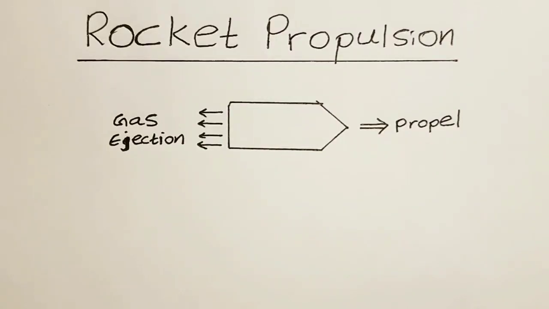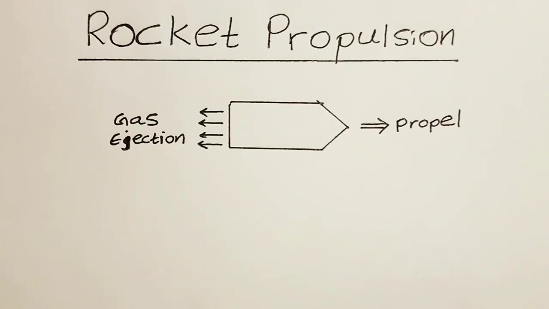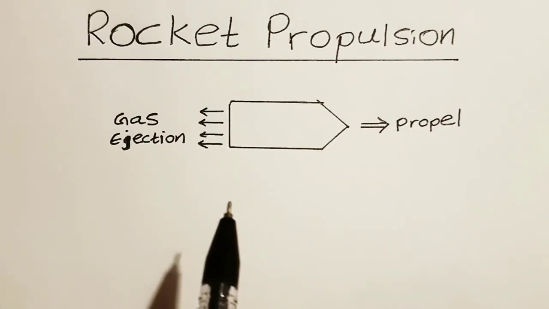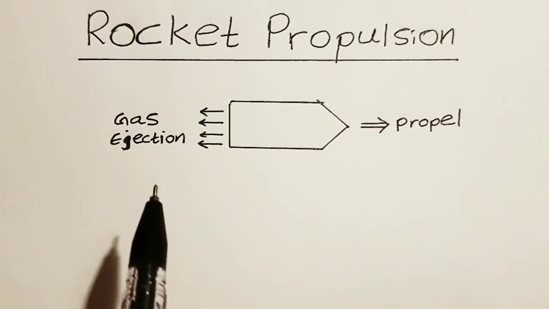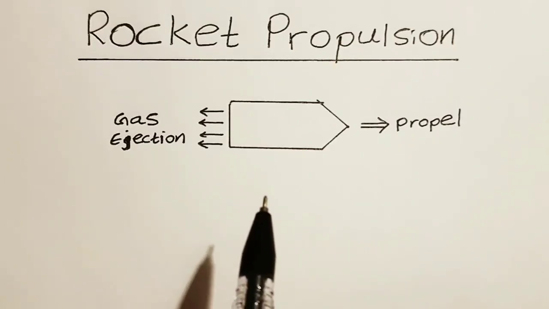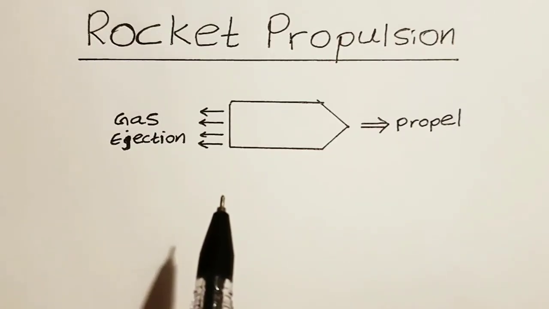Hi guys, today we'll be discussing rocket propulsion. As we can see, a rocket is being propelled in this direction and the gas is being ejected in the opposite direction. This is due to Newton's third law, the action and the reaction.